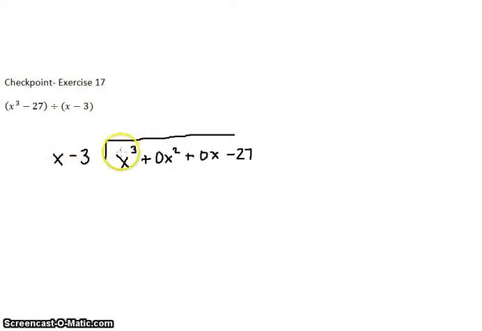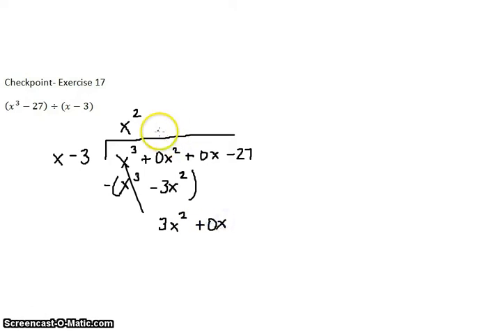So I divide x into x cubed, I get x squared. X squared times x is x cubed. X squared times a negative 3 is a negative 3x squared. I subtract these two things, and I get a positive, because the negatives cancel out, I get a positive 3x squared. And then I'm going to carry down this 0x for now, even though there's really nothing to carry down, but I'll carry it down just so we know what we're subtracting.